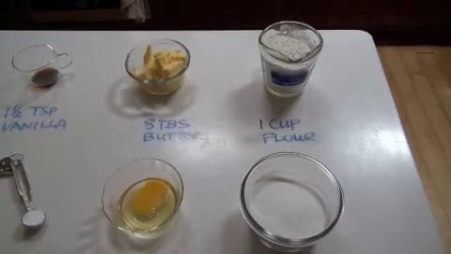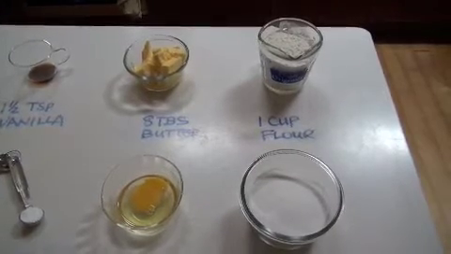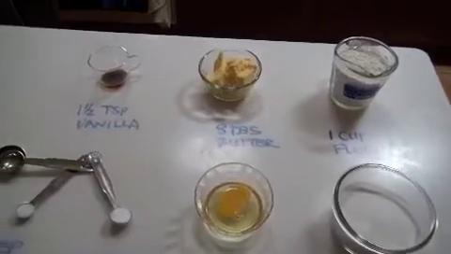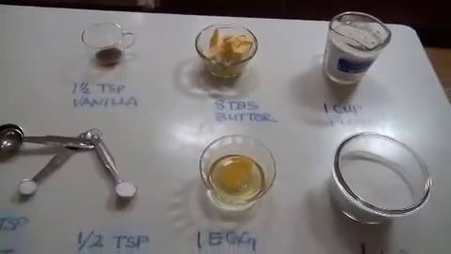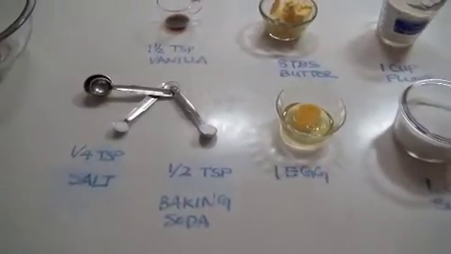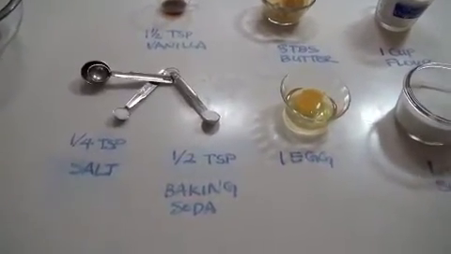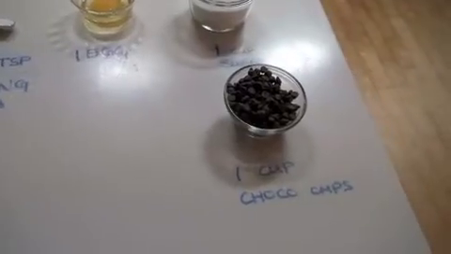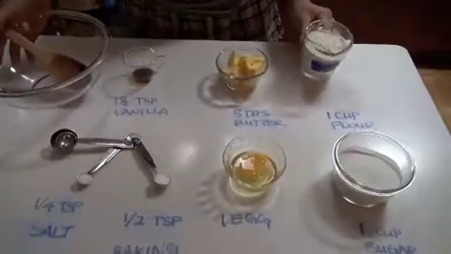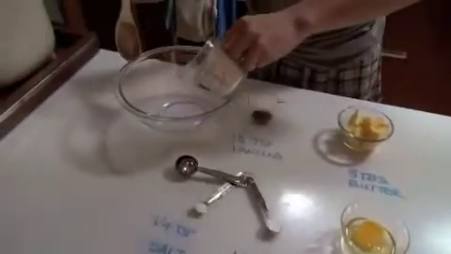For our project for showing chemical and physical change, we need a cup of flour, 8 tablespoons of butter, 1.5 teaspoons of vanilla, a cup of sugar, 1 egg, half teaspoon of baking soda, 1/4 teaspoon of salt, and 1 cup of chocolate chips. We need to mix. First, we are going to mix the dry ingredients.